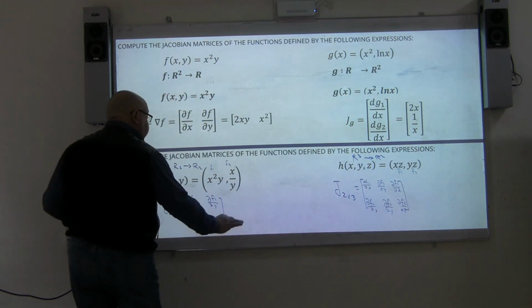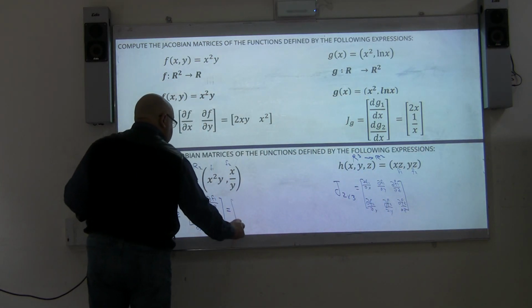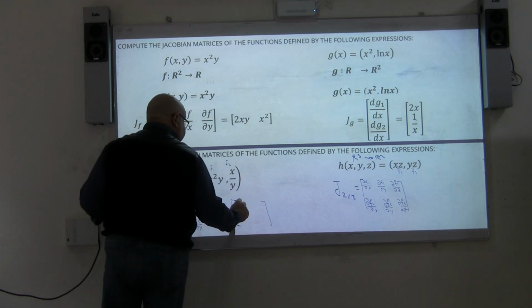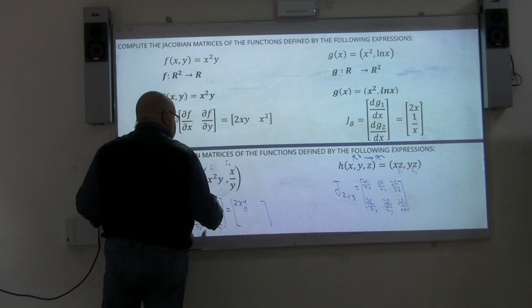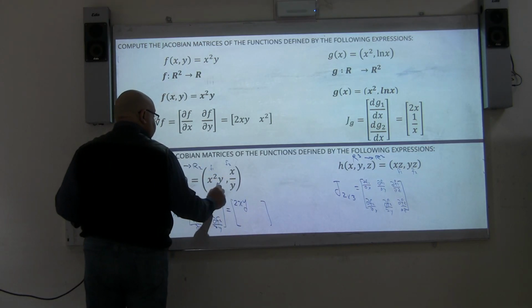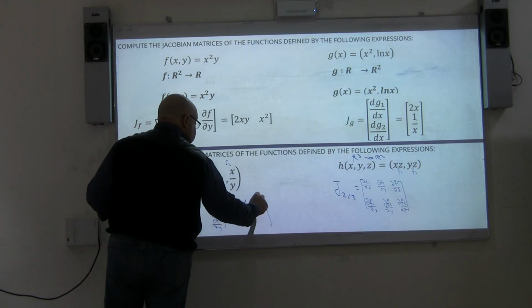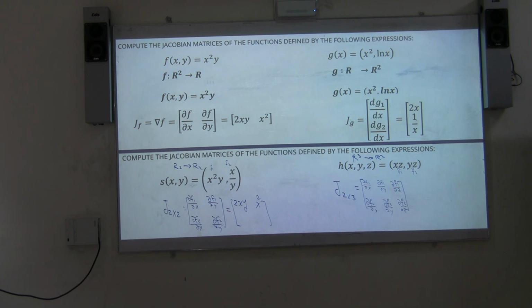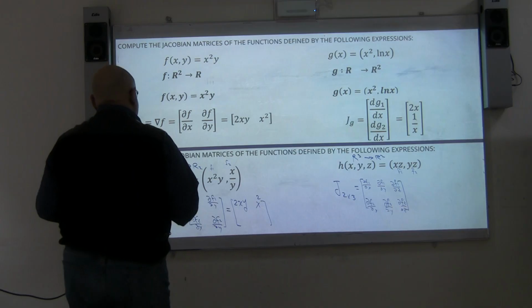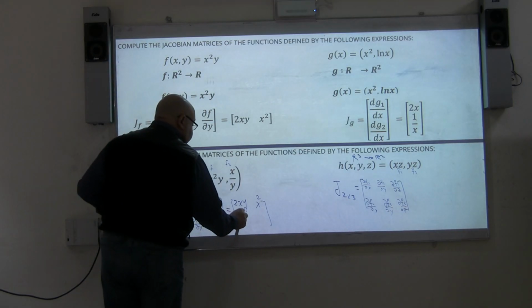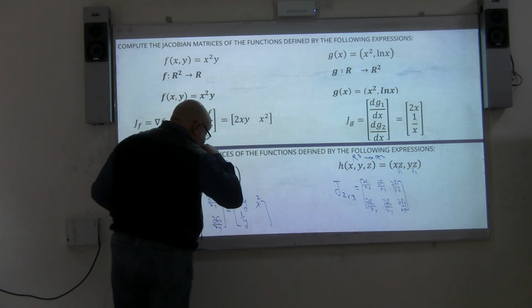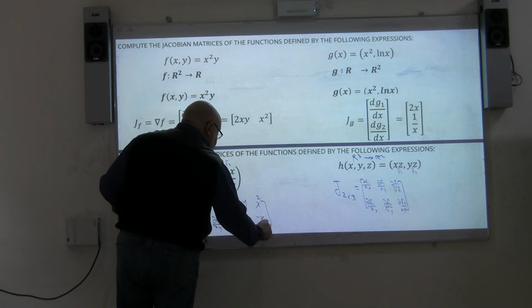Now start substituting, which is going to equal to, let's do it together. Differentiate with respect to X, which is going to be Y. Differentiate with respect to Y, this one, so it's going to be X squared, right? Differentiate with respect to X, so it's going to be 1 over Y. Differentiate with respect to Y, so it's going to be negative X over Y squared.